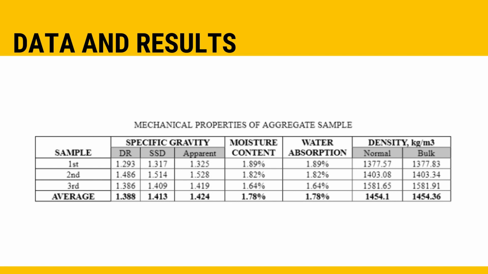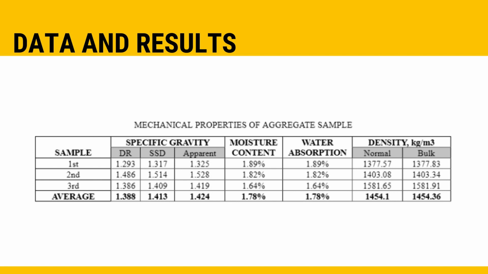The normal density of the aggregate sample is 1,454.1 kg per cubic meter, while the bulk density is 1,454.36 kg per cubic meter. The porosity of the coarse aggregate sample may be calculated using the difference between the normal and bulk densities. And in our results, the difference is small, which shows that the coarse aggregate sample has a relatively low porosity. Additionally, since the result we obtained falls within the range of the standard aggregate density of 1,200 to 1,750 kg per cubic meter, it can be considered that it met the standard.